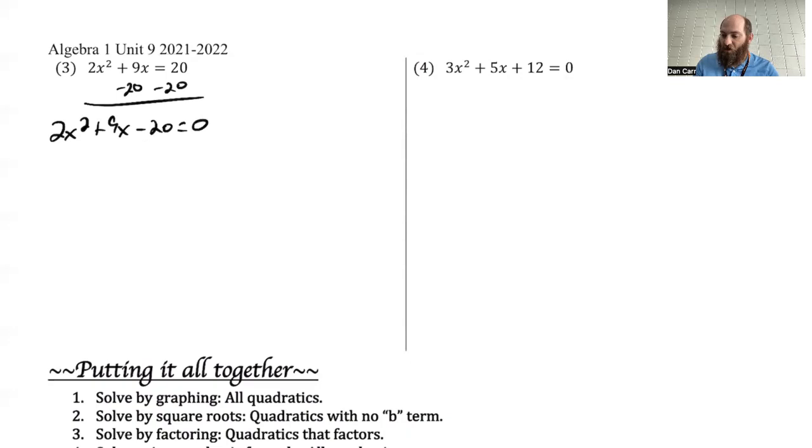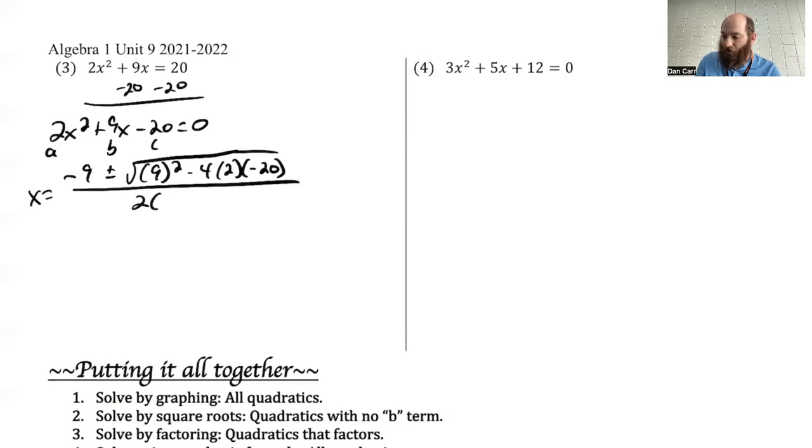So 2, 9, and -20, that's A, B, and C. So x equals the opposite of b plus or minus the square root of b squared minus 4 times a times c, all over 2 times a. Okay, so x equals -9 plus or minus the square root of 9 squared, which is 81. Then I have -4 times +2 times -20.